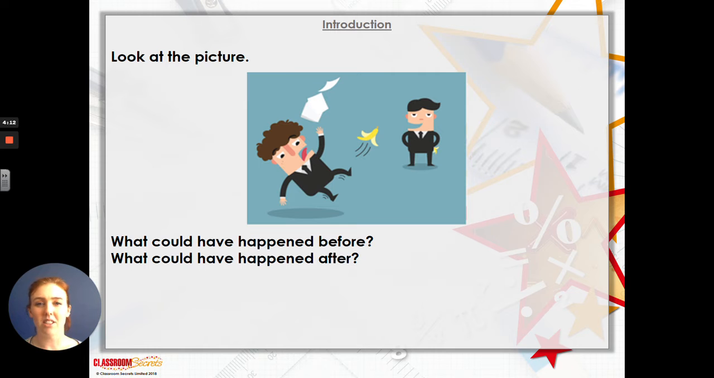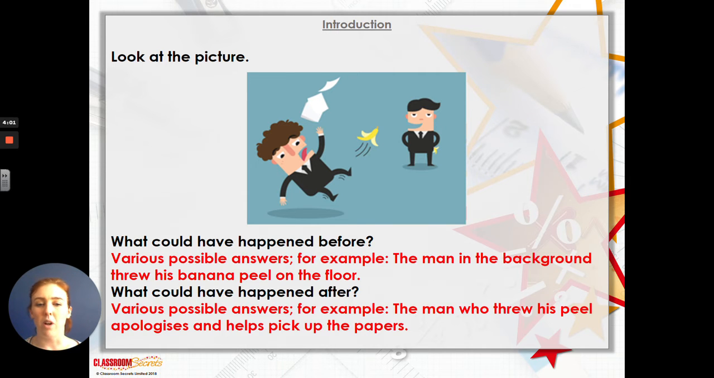Okay, so there are lots of different possibilities that could have happened before. It depends what you've imagined, and the same for what could have happened after. So it'd be interesting to know what your suggestions were. But one example could be that the man in the background threw his banana peel on the floor, which is very cheeky. We know that we should put our rubbish in the bin, don't we? And that the man who threw his peel apologises and helps to pick up the other man's papers, which would definitely be the kind thing to do.